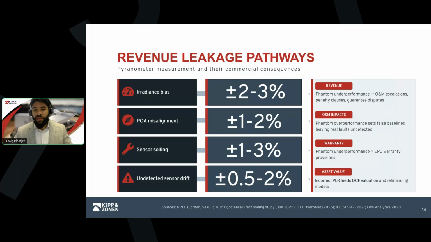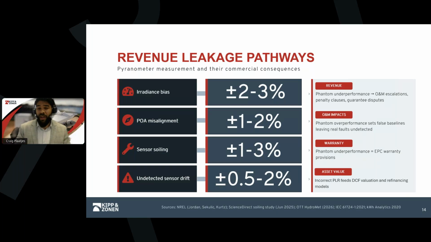And the final thing to state is that these sources are not independent, they stack on each other. A sensor that is slightly misaligned, lightly soiled, and operating beyond its calibration interval is accumulating errors from multiple sources simultaneously. And the commercial consequences differ depending on the direction of the error.